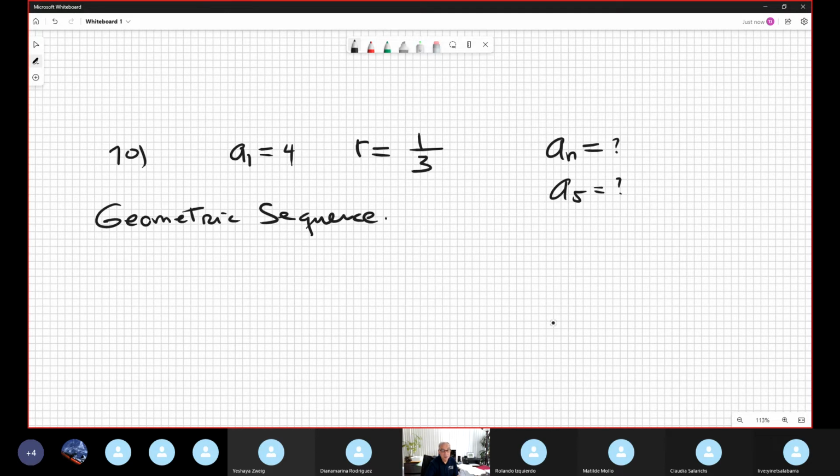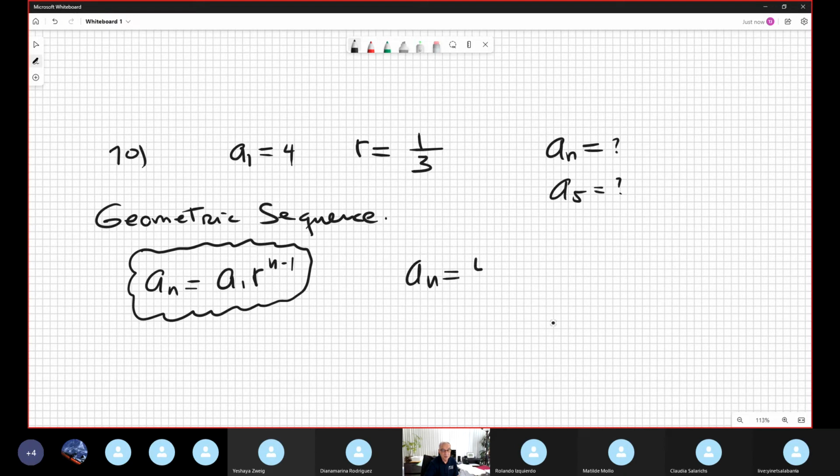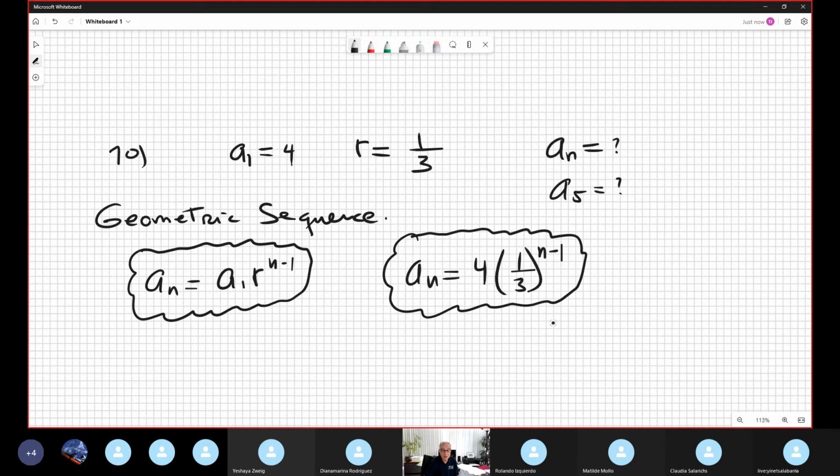How do you know it's geometric? When you talk about ratio, common ratio, this is not a common difference. It's not D, it's R. The formula is A sub n is equal to A1 times R to the n minus 1. This is the formula. And that's it. A sub n is equal to the first term, 4, multiplied by 1/3 raised to the n minus 1. You can leave it like that. This is a good formula to generate everything inside the sequence.